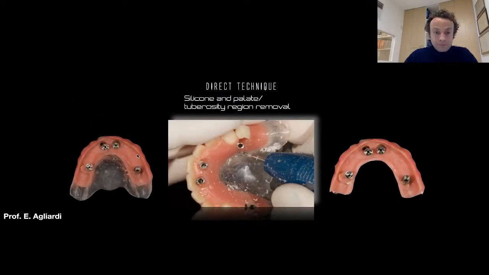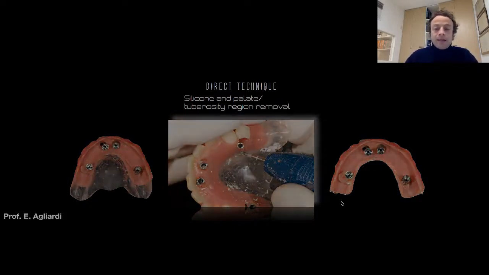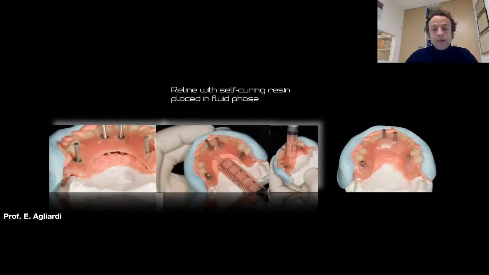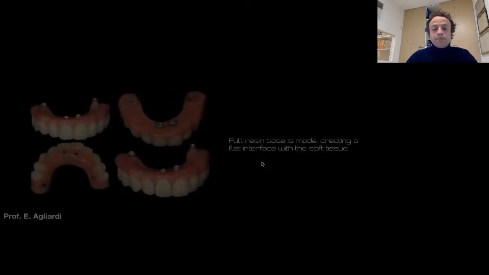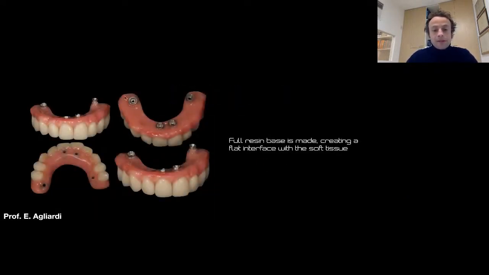But here is the direct approach. This is the normal one that I use, where after fixing the temporary abutment with the acrylic, I remove the silicone, I put new acrylic all around in order to reinforce the prosthesis, then I remove the palatal, and then you can finalize it. This is the approach instead when you create your model. And here is the prosthesis.